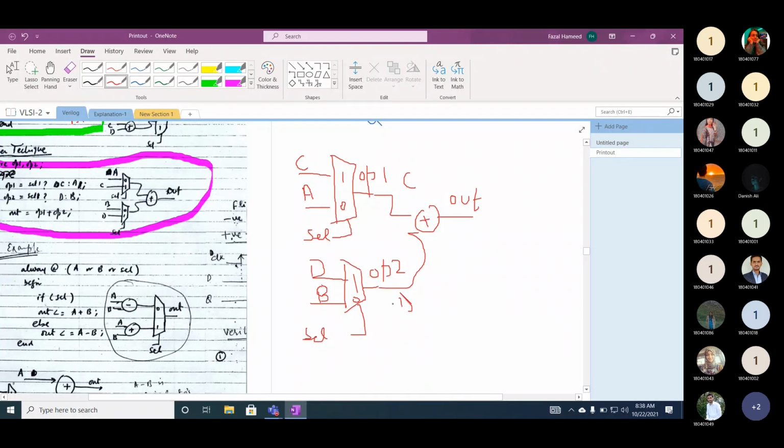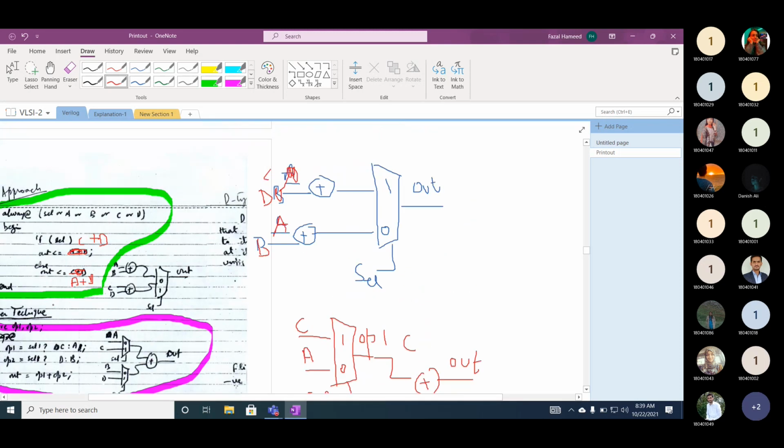So if you look at both the hardware, does it provide the same functionality or different functionality? Same functionality. But which one is efficient, the first one or second one? Why second one and why first one? The functionality is same, but the hardware is different. The first one required 2 adders and 1 multiplexer. The second one required 2 multiplexers and 1 adder. The implementation is different, but the functionality is same.